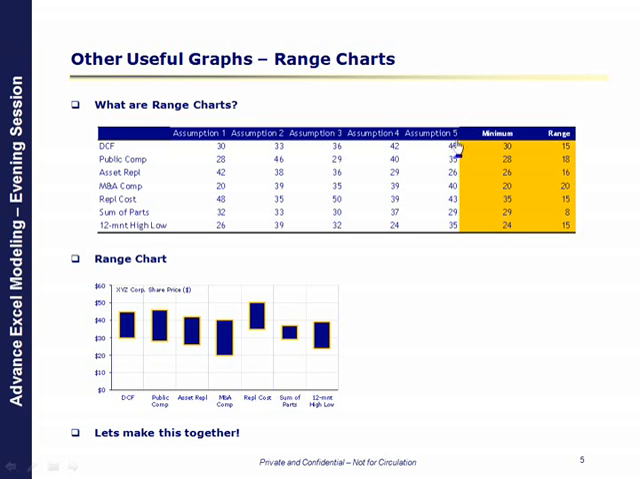I'm sure you all must have seen this kind of a graph in some kind of research reports altogether. What is it trying to tell you? Let me just emphasize what it is all about. On the left hand side, what we have is various valuation methodologies like discounted cash flows, public comparables, asset replacement, M&A comparables, replacement costs, sum of parts, 12 months, high and low.